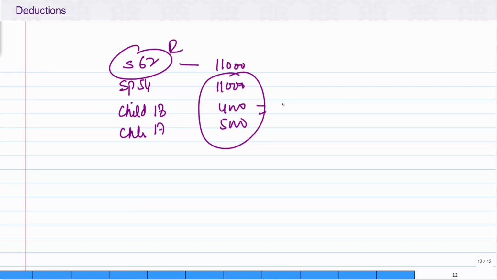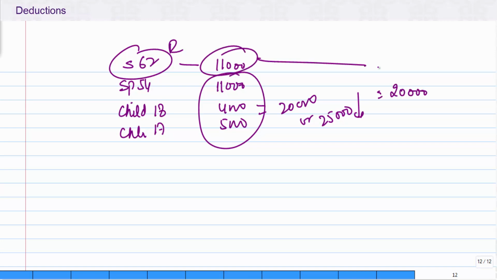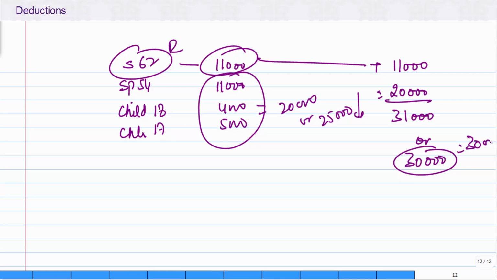So that makes it 20,000 or 25,000, whichever is less. So we get 20,000. This premium is entitled to the extra 5,000. So we say another 11,000 we add. This becomes 31,000, or the maximum allowed is 30,000. So we get a deduction of 30,000.